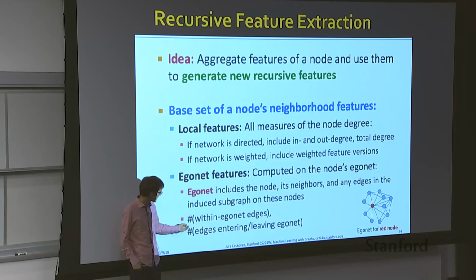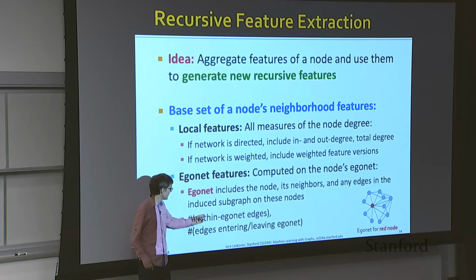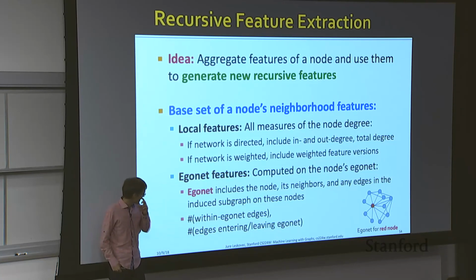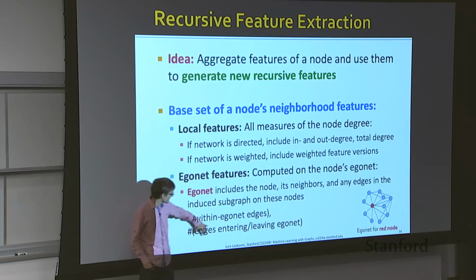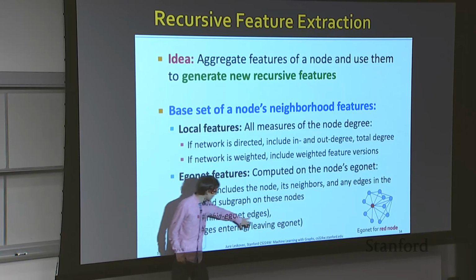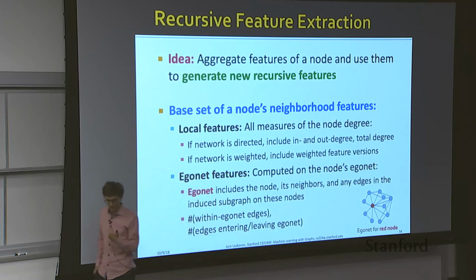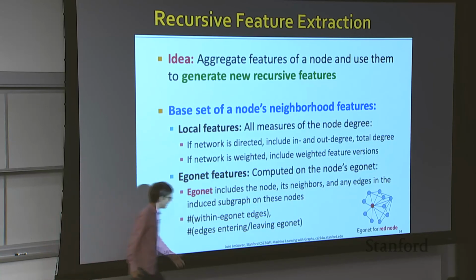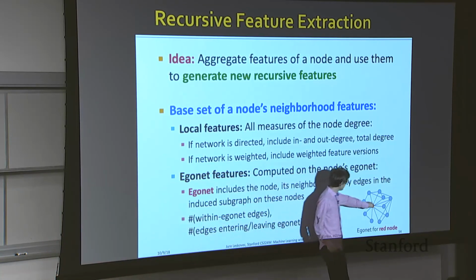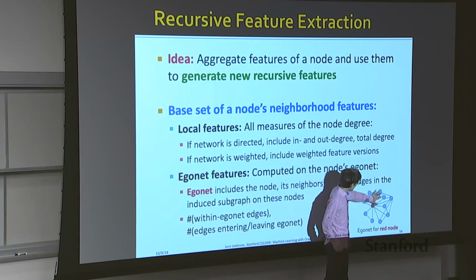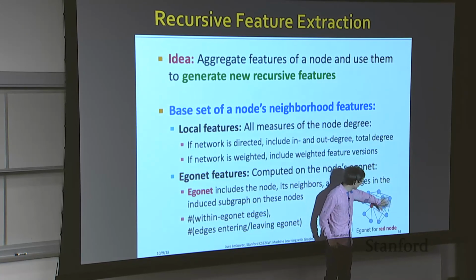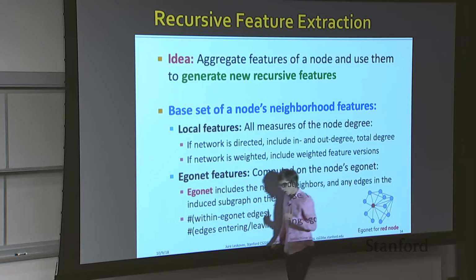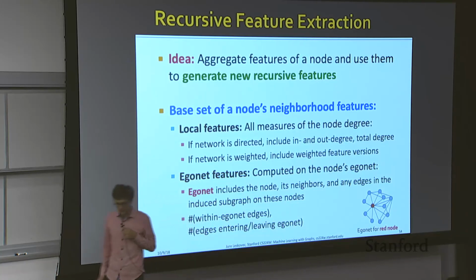Then I can, for example, compute new features, such as the number of edges that go between the friends. This would be within-ego-network edges. I can also say how many edges are entering the ego network, how many edges are leaving the ego network, and so on. So what I have described now is the node, its degree, and then the structure of this ego network, which is basically the network one hop away from the node.